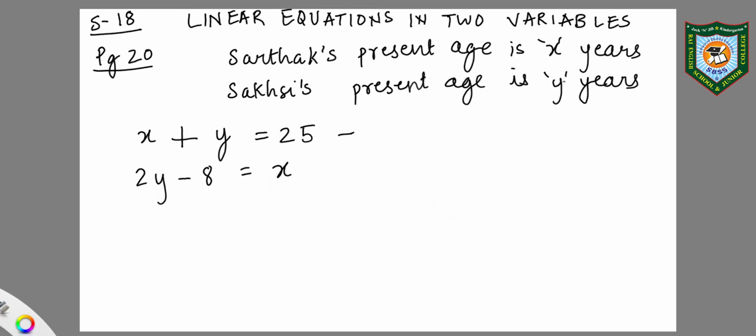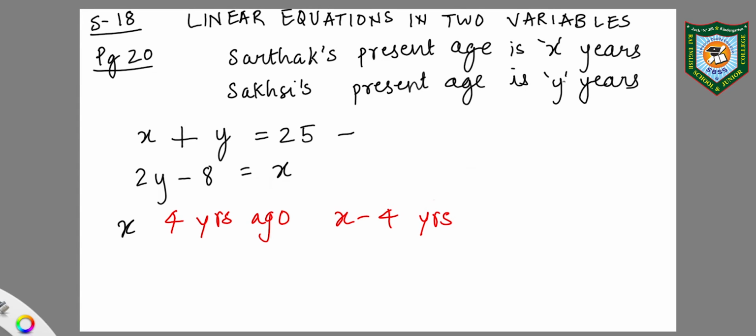Now back to our left empty box. Now this is very important to understand. 4 years ago, so if Sakshi's present age is x, 4 years ago, her age will be x minus 4 years.